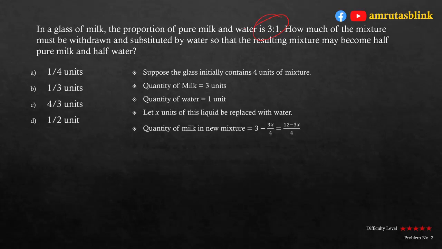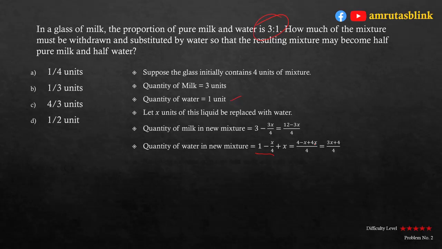Similarly, we also need to calculate the quantity of water. Initially there was 1 unit of water as given here. When you withdraw X units of mixture, how much water is withdrawn? That is X upon 4. So the remaining water is 1 minus X upon 4.